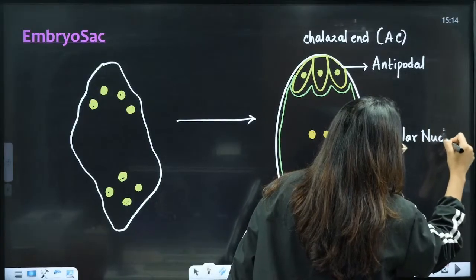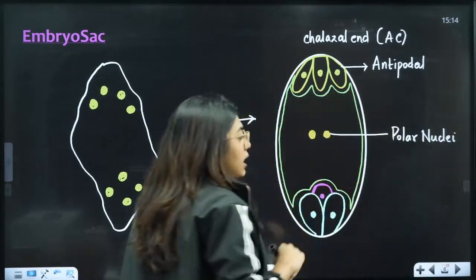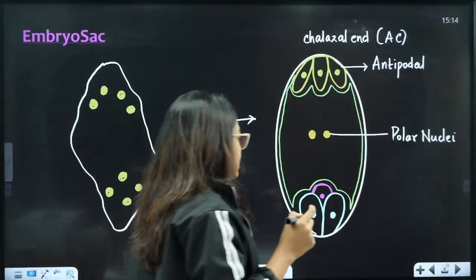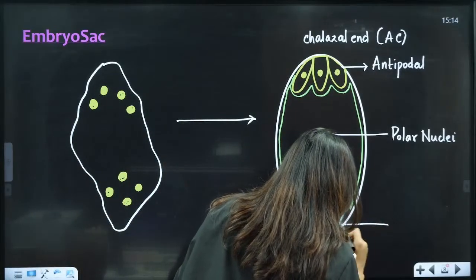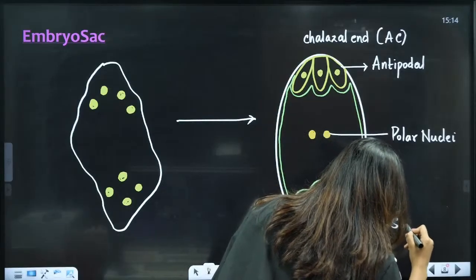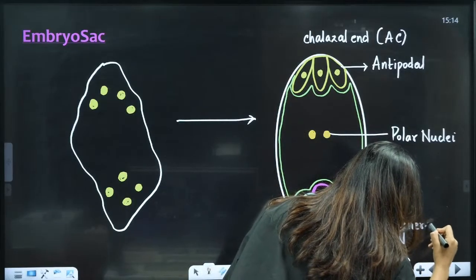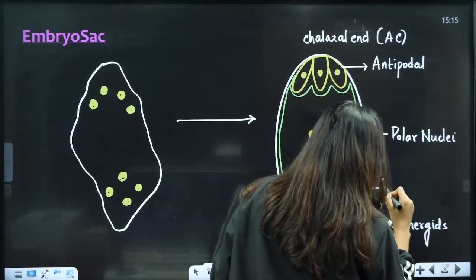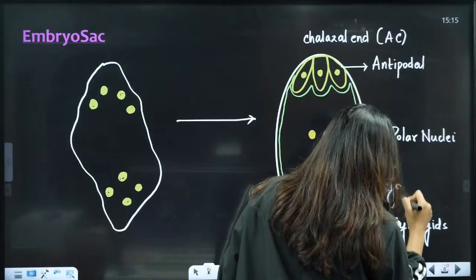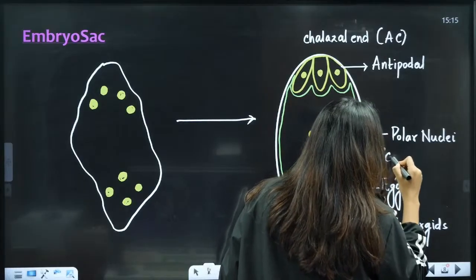What are they going to be called? Polar nuclei. They are considered as a single cell. You'll notice, students, these 2 blue color structures are going to be called synergids. And right at the center we have our egg. And this green color thing is called the central cell.